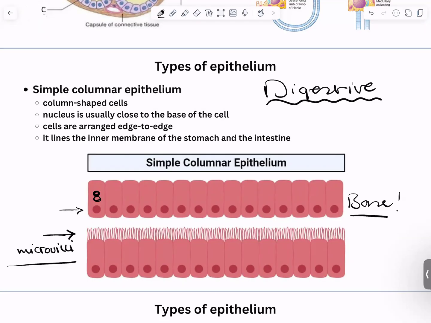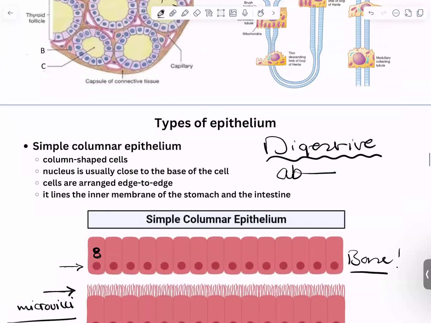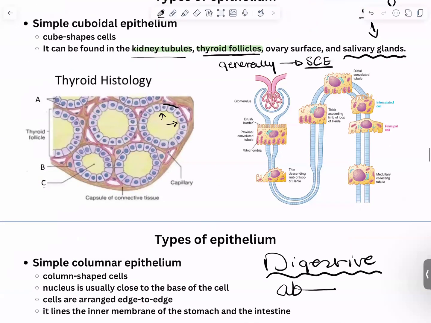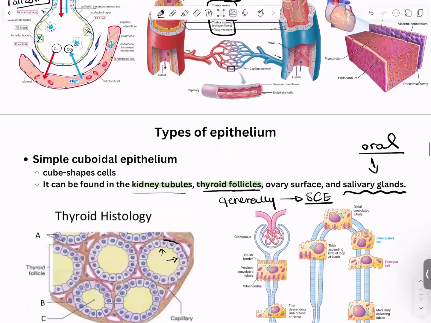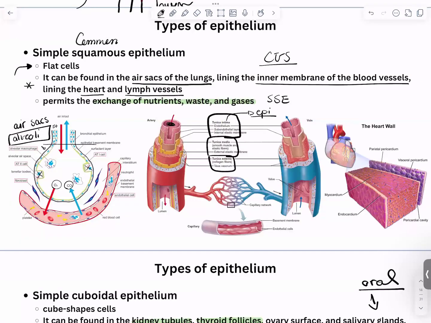For example, columnar is about absorption. Cuboidal here in the kidney is about reabsorption, and in the follicles of the thyroid it is about secretion. Later we will discuss this one. And squamous is about exchanging the nutrients. But you can see all of them are about transporting something, right?